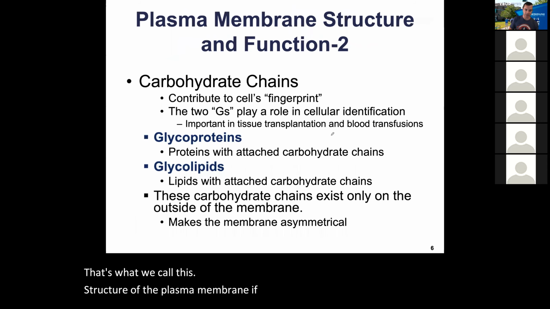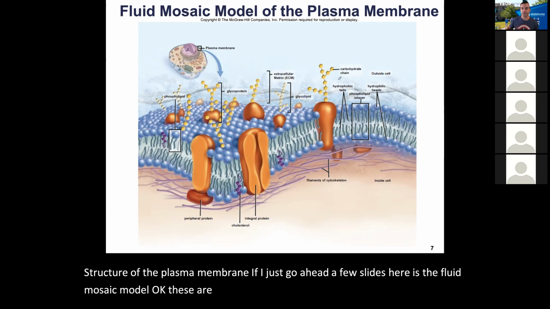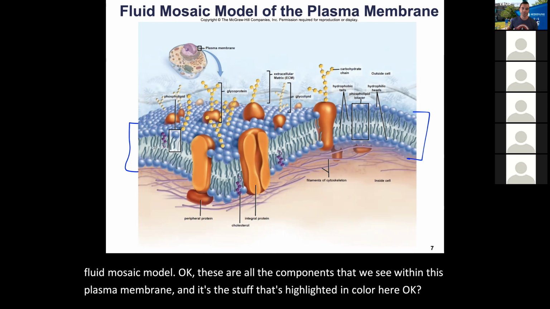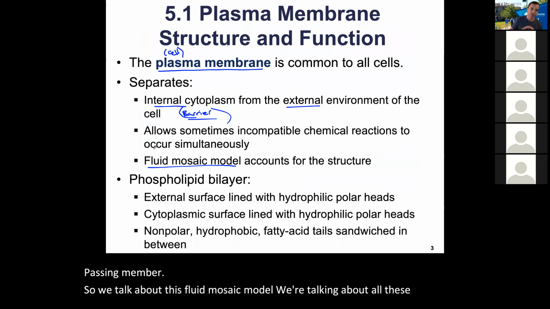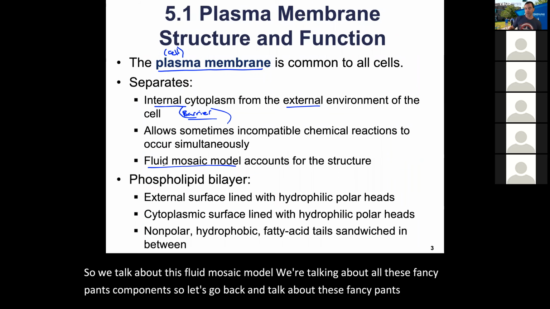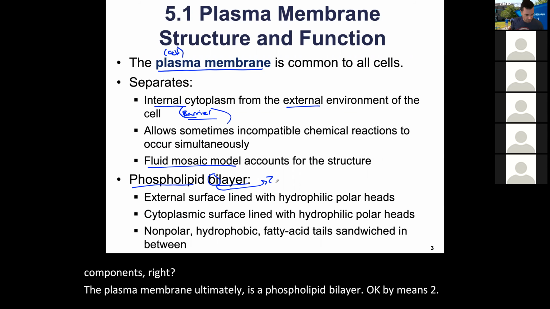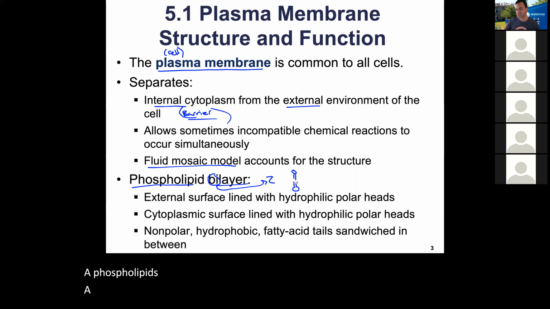If I just go ahead a few slides here, here is the fluid mosaic model, okay? These are all the components that we see within this plasma membrane, and it's the stuff that's highlighted in color here, okay? So when we talk about this fluid mosaic model, we're talking about all these fancy pants components. So let's go back and talk about them, all right? The plasma membrane ultimately is a phospholipid bilayer, okay? Bi means two. Layer means layer. So we have two layers of phospholipids, a special kind of fat, special kind of lipid.